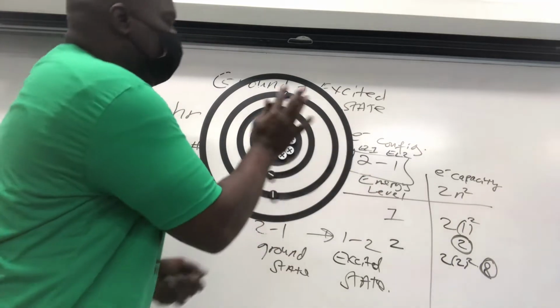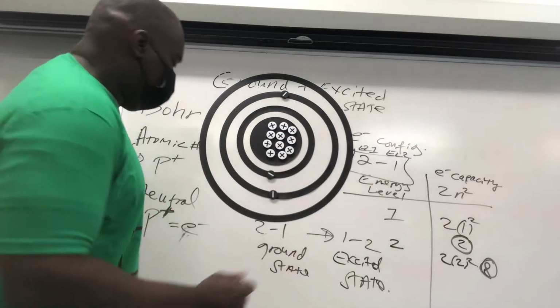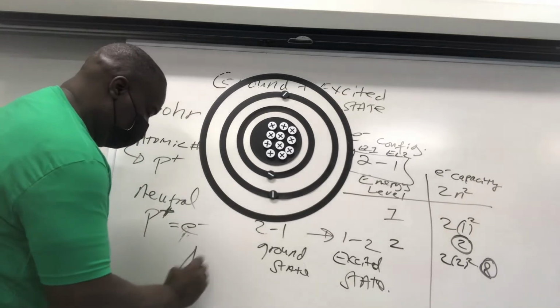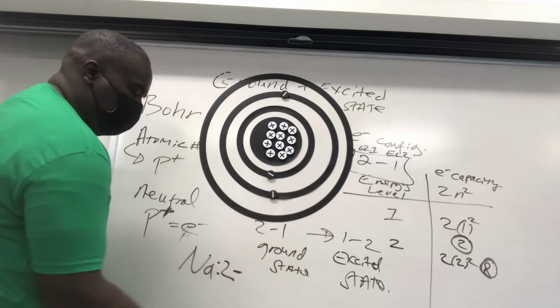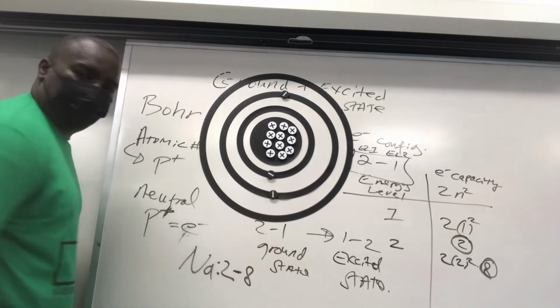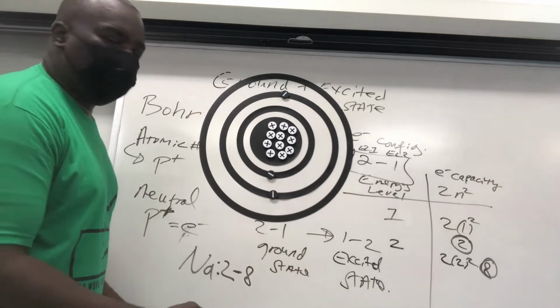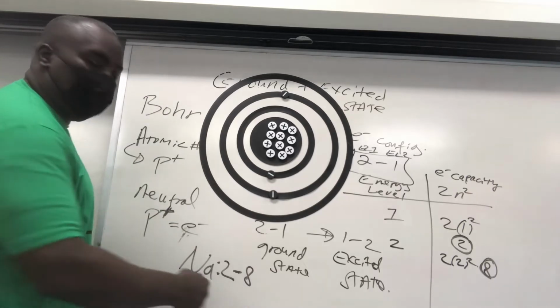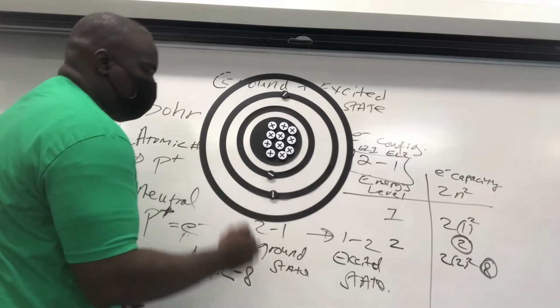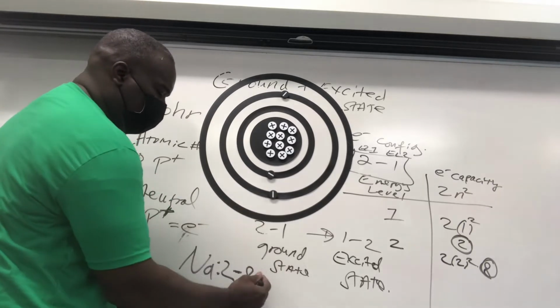So since we have 11 electrons, we agree for sodium, Na, we can put 2 in the first, all righty? Then we can put 8 in the second, right? We can't put 9 there. Why not? Because 8's the maximum. If you put 9 electrons in the second energy level, major violation, right? So that extra electron, we're going to put it in the third energy level.